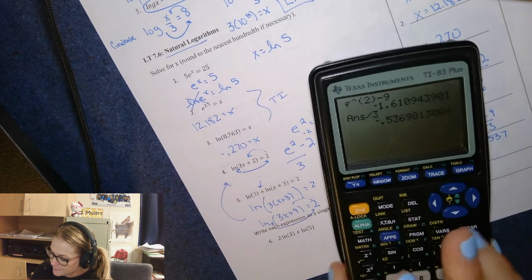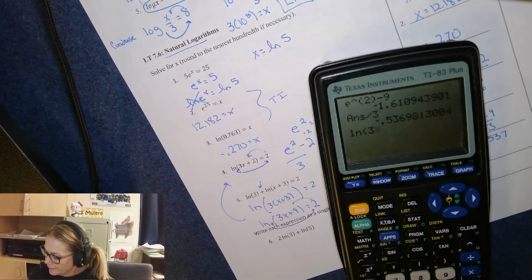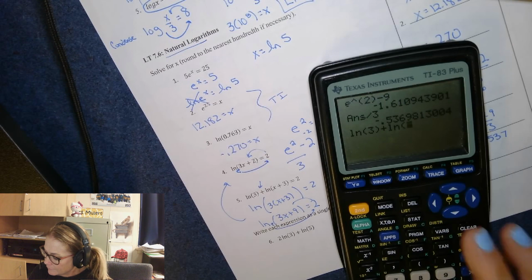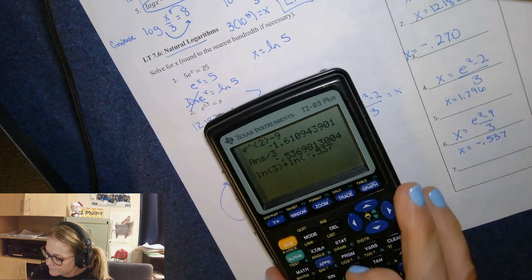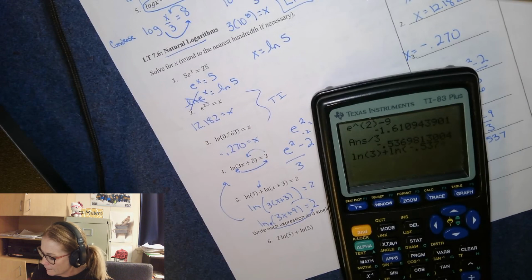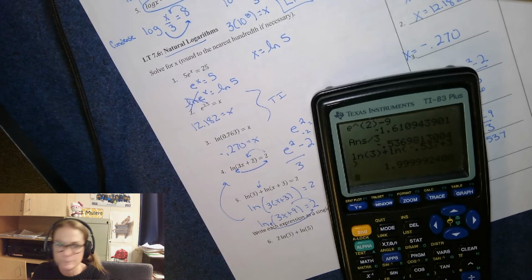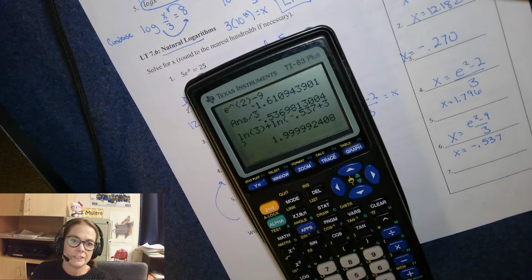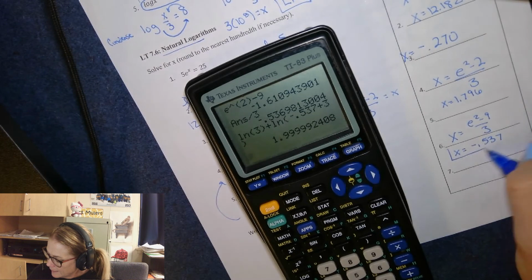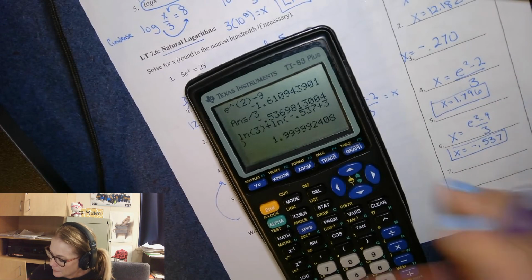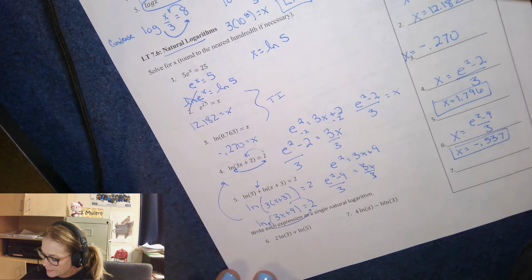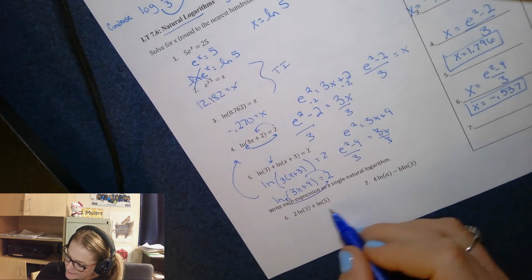All right, and so ln of 3 plus ln of, what did we say our answer was? Negative 0.537 plus 3 equals 2. Okay, so you can just check them on your calculator, leave the problem, and say, I got that 100% right. All right, last one, write each expression as a single logarithm, so condensing.